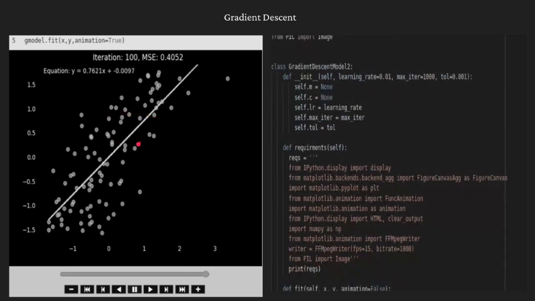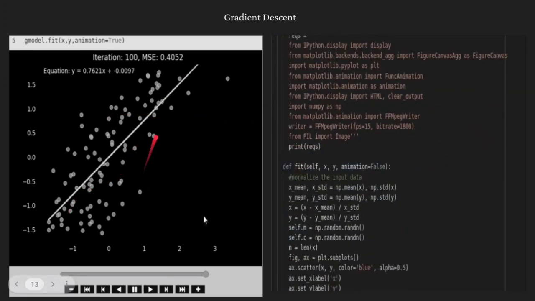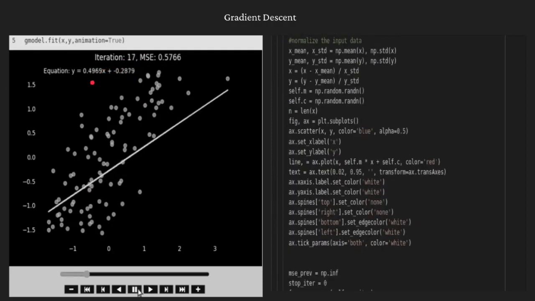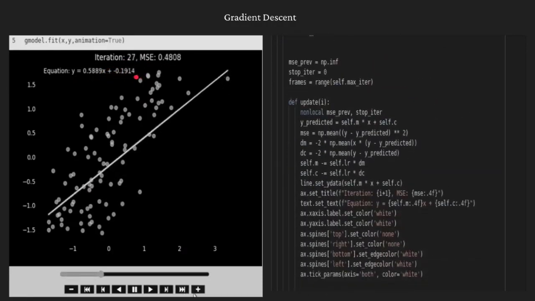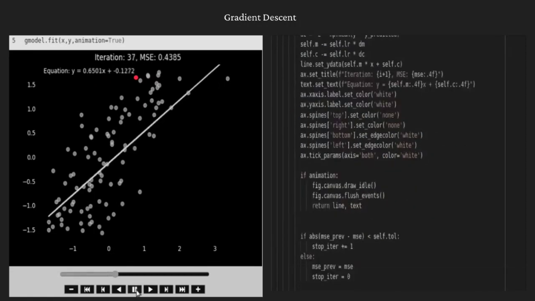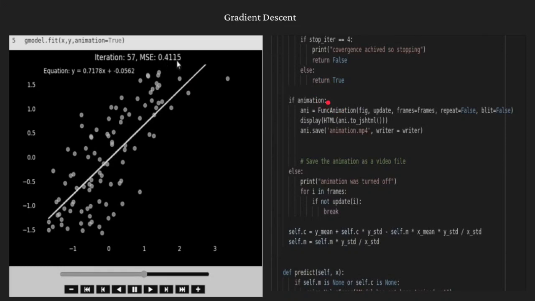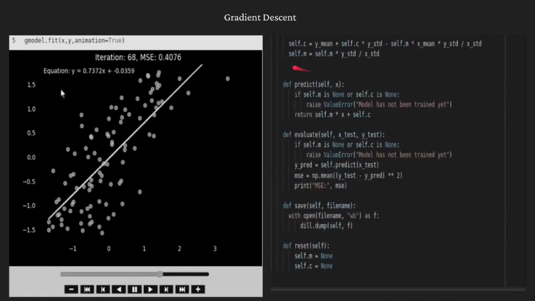Wait, let me just restart it. Observe it now. See, MSE is decreasing as well as our m and c values are changing, right? And of course, the code I used for this animation is here. I will add it into the Jupyter notebook. You can use that.